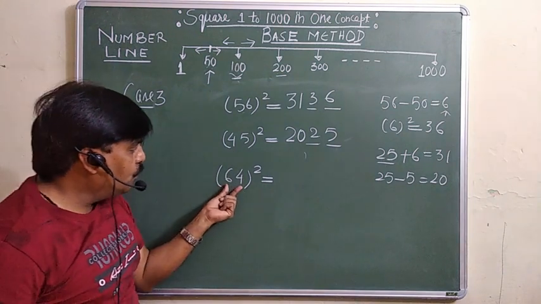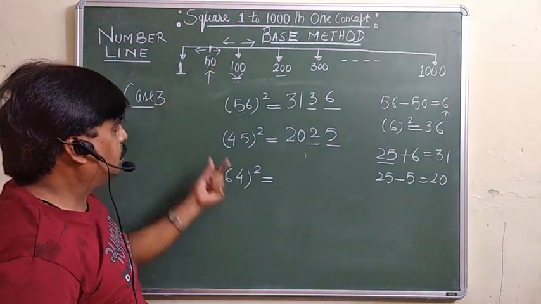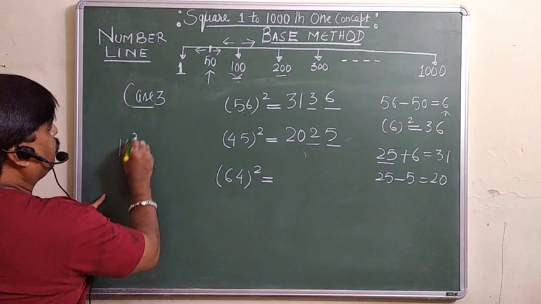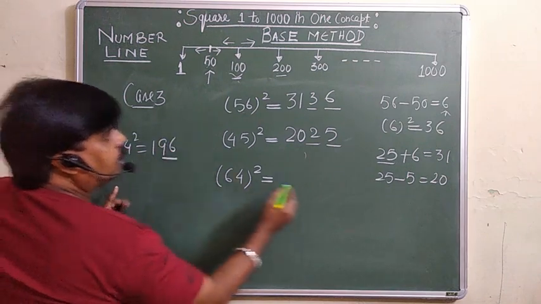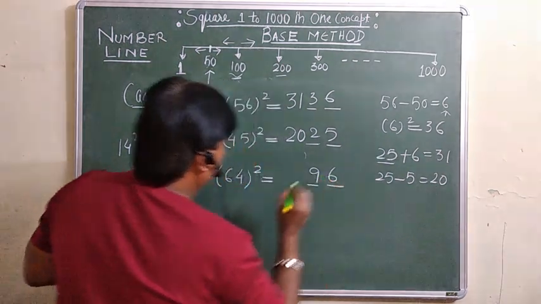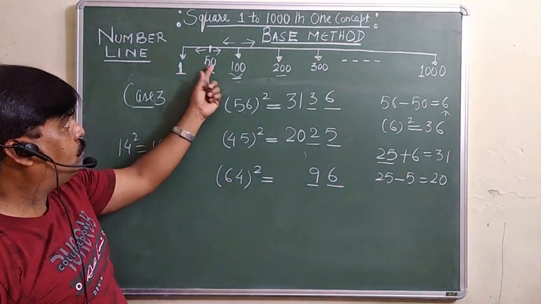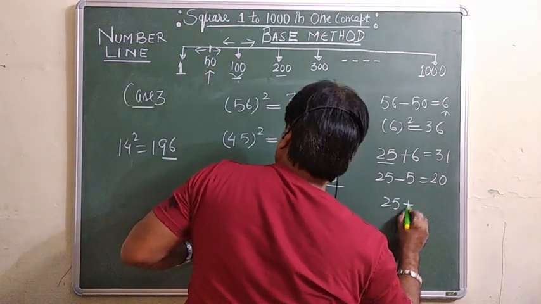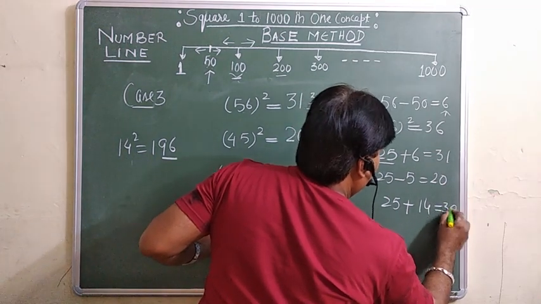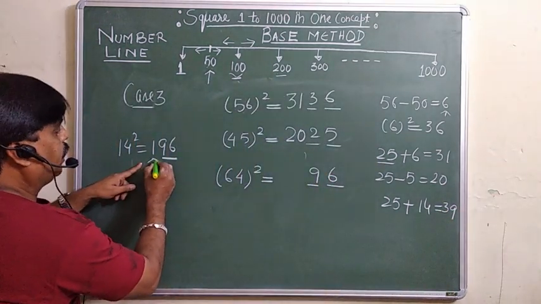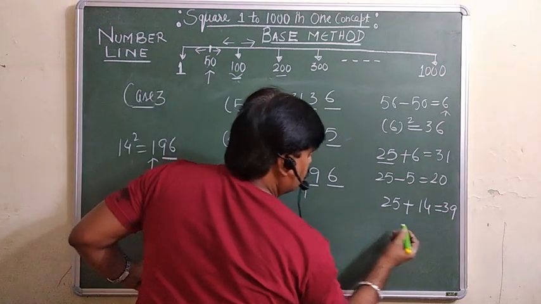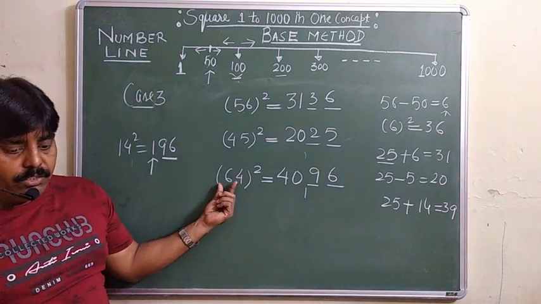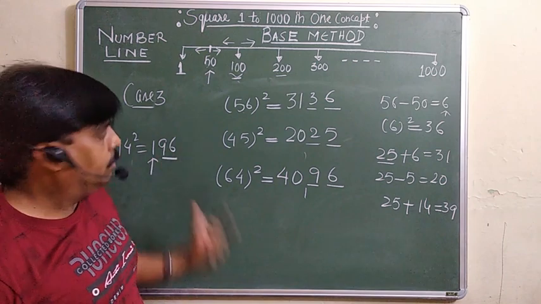Similarly here, 64. How much is 64 more than 50? 14. You must do the square of 14. So 14 square means 196. So the last two digits are 96, and 1 is the carry. The 14 must be added because this is more than 50. So 25 plus 14 is 39. And to 39, this is your carry. Carry we must always add. So 39 plus 1 is 40. So 4096 is the square of 64. Have a look.